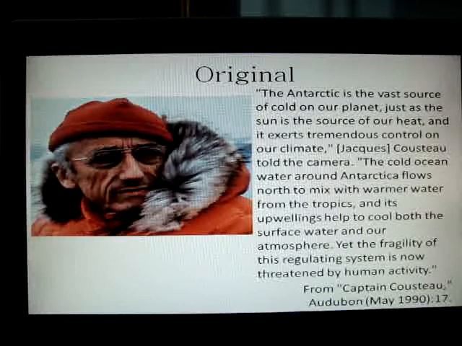Jacques Cousteau. Oh, what a man. I wanted to work with Jacques Cousteau. I was originally a biology major. And calculus crushed my dreams. I couldn't pass calculus, so therefore I couldn't stay in the biology program.